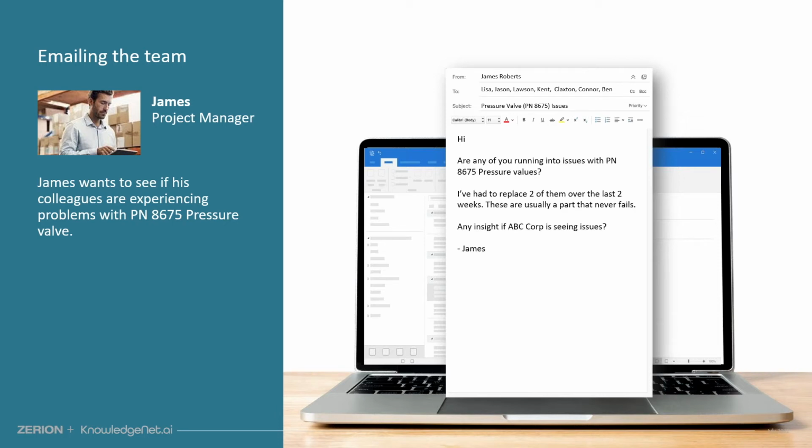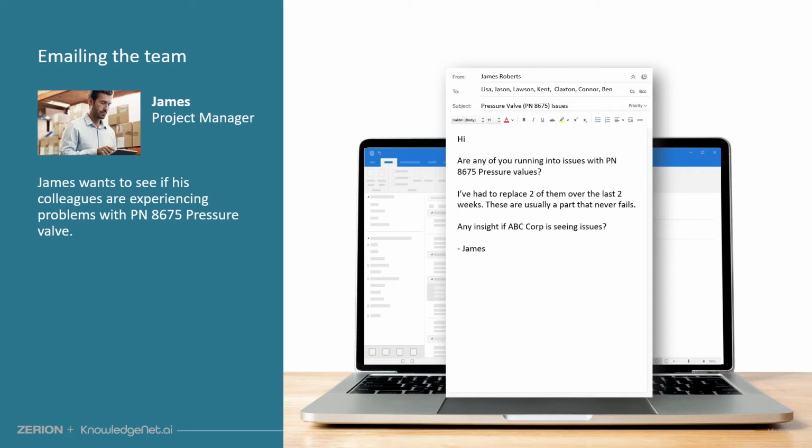And then James, who is a project manager, needs to find out and see if other people are experiencing problems with this connector because he hears from Lisa. And so he wants to know who's talking about it. Have others had issues with this connector, this pressure valve, and is ABC Corp aware of this?